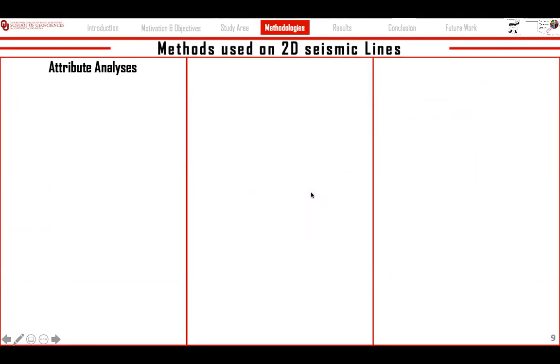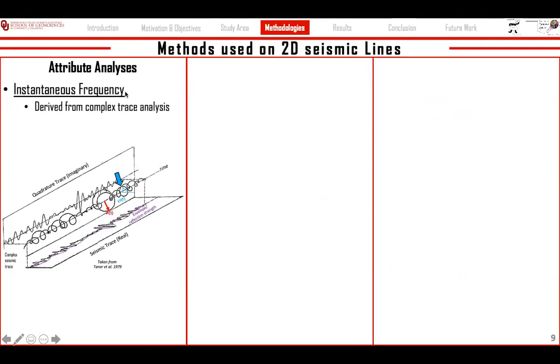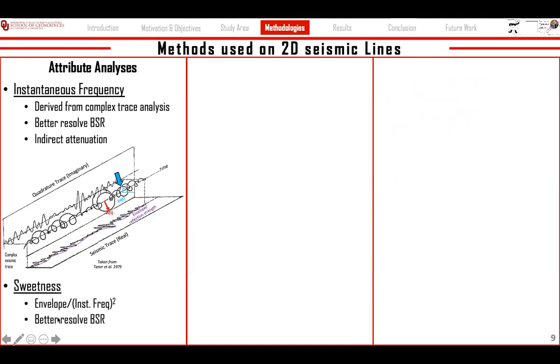So we use three methods for this study. Our first method is an attribute analysis that involves attributes of the frequency kind. We use instantaneous frequency, which is derived from complex trace analysis of a seismic trace, to help better resolve the bottom simulating reflector in the seismic data, and also use it as a way of indirectly inferring free gas accumulation based on attenuation responses. We also use the sweetness attribute, which is described as the envelope of the seismic trace divided by the square root of the instantaneous frequency, to better resolve the trend of the bottom simulating reflector.